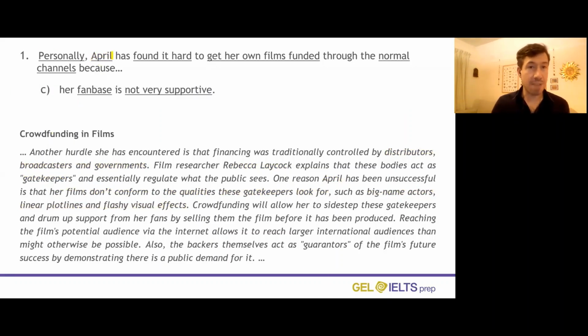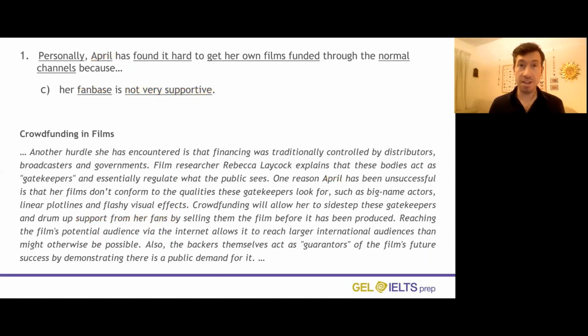So if we were looking for April and her fan base is not very supportive, we can scan through here and we can see her fans here. It is talking about April still. So it said crowdfunding will allow her to sidestep these gatekeepers and drum up support, so supportive, from her fans. Now, here it says not very supportive, but actually here it says she has support from her fans. So actually these are distractors again. They're words, keywords. If you just look for them as individual words, you'll get the question wrong because it has a different meaning, the whole sentence.